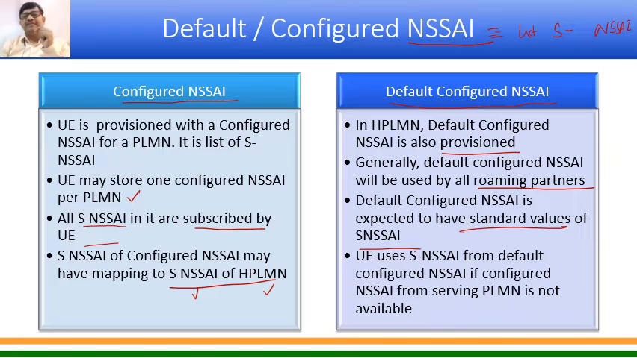The last point is that suppose the UE does not have a configured NSSAI for some reason, so it can use the default one which it has from the HPLMN.